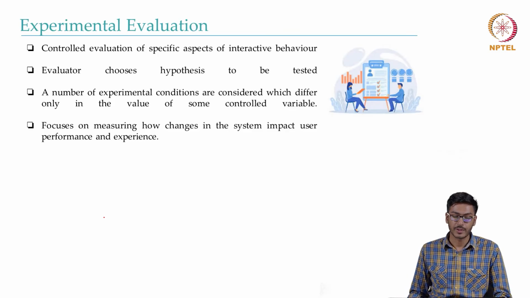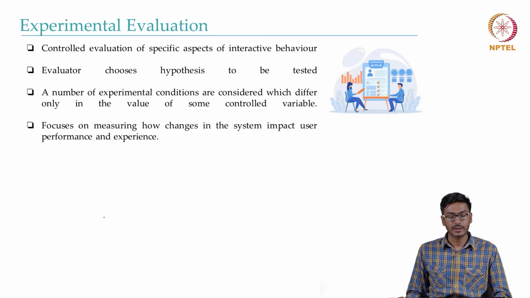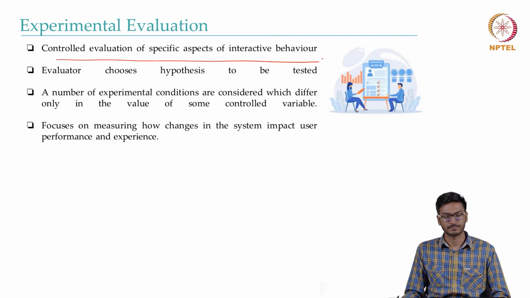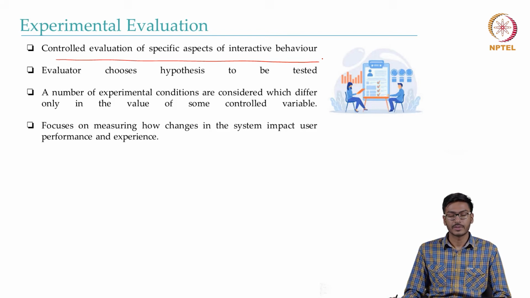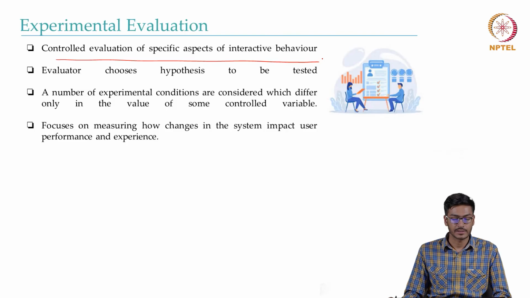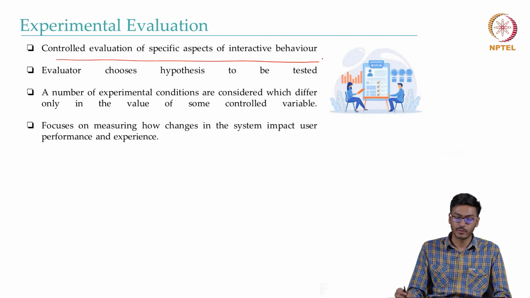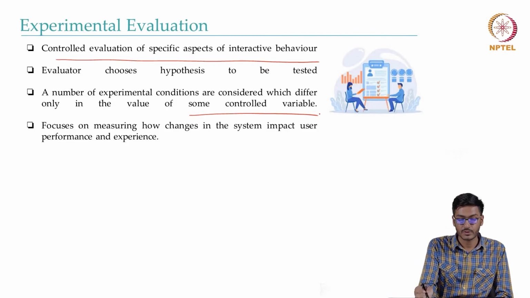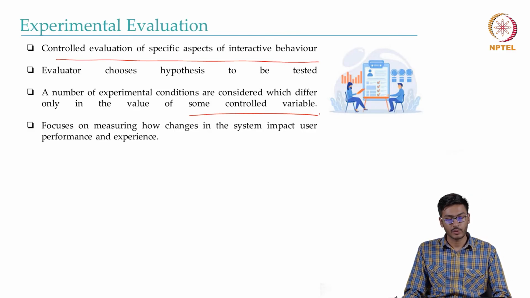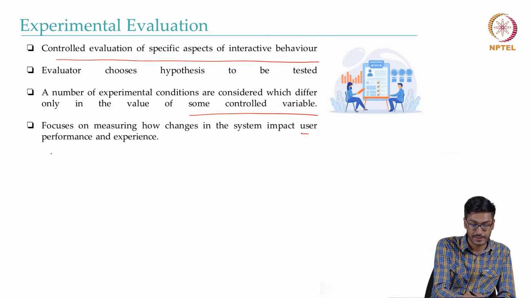Now we look at experimental evaluation. Well, what is experimental evaluation? It is simply the controlled evaluation of specific aspects of interactive behavior. The evaluator has a hypothesis that needs to be tested, and a number of experimental conditions are considered which differ only in the value of the control variable. This is really important to note here. And well, experimental evaluation focuses on measuring how changes in the system impact user performance and experience.